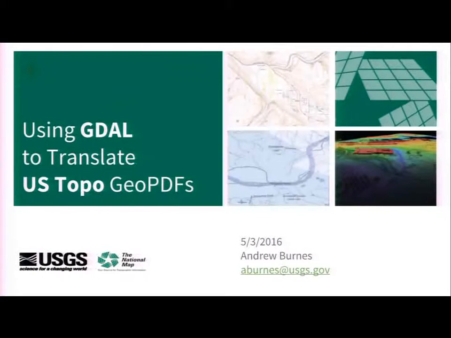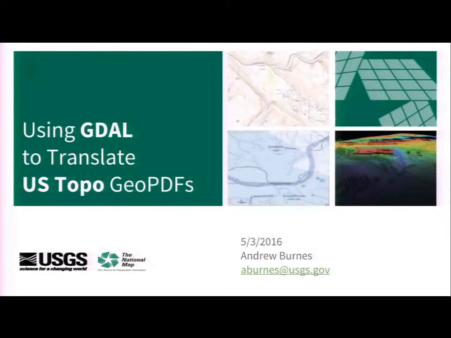My name is Andrew Burns. I work with the USGS. Specifically, I'm a part of the team of the National Map. We do things like the National Map viewer. And we also supply a bunch of data, the US Topo, which we're here to talk about today, as well as elevation, NHD, some census data, geographic names, and a whole bunch of other good stuff.